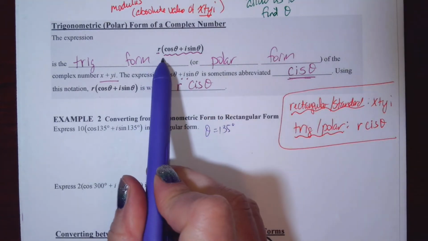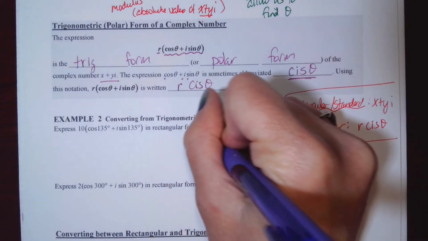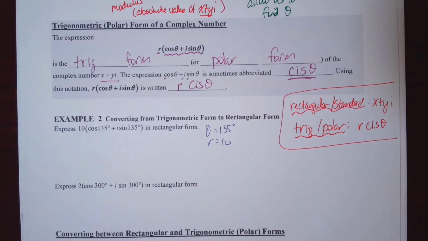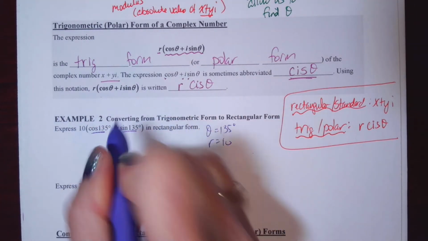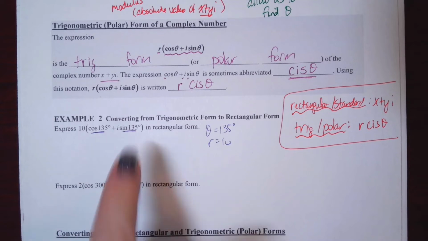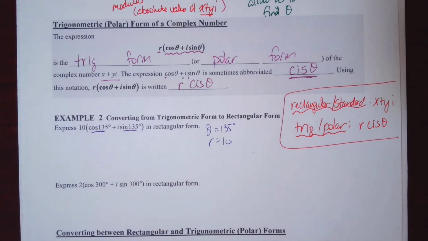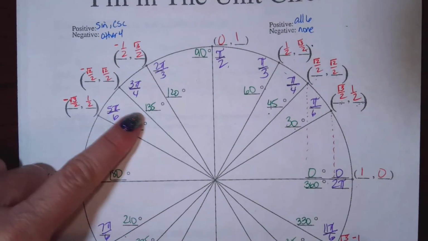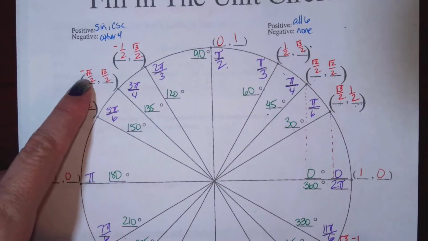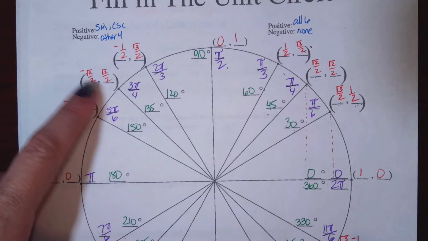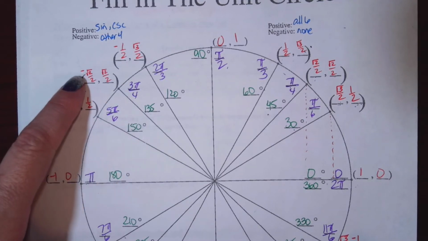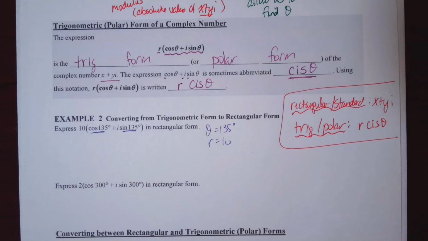And because of the definition of this polar form, I know that r is 10. So let's plug in what else we know. Well, I know that 135 is one of my special angles on my unit circle. It's a 45 reference angle, so my sine and cosine values are both square root 2 over 2. Because it's in quadrant 2, that cosine function value is negative.